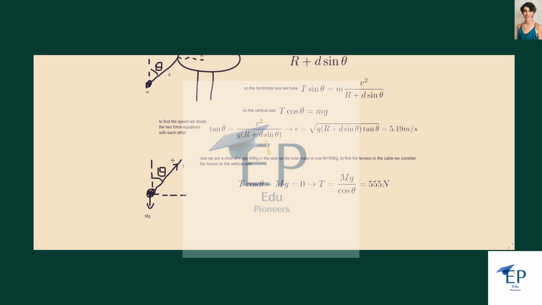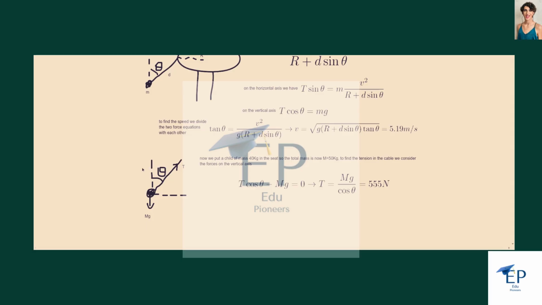For this, we're going to draw a free body diagram. The forces acting on the child are the weight of the seat plus the child, which is big M times g, and the tension of the cable, which makes an angle theta with the vertical. This cable tension can be broken up into a vertical component, which is T cosine theta, and a horizontal component, which is T sine theta.